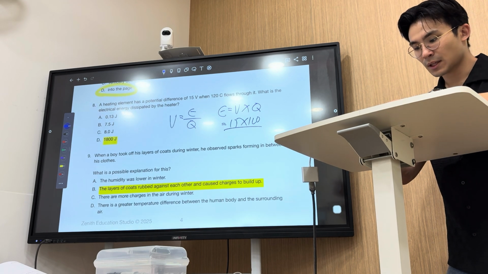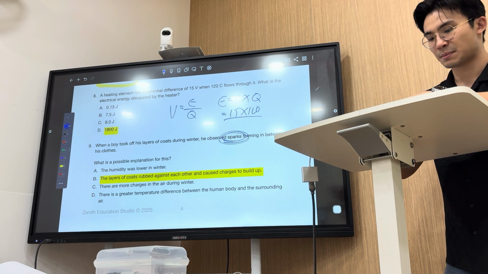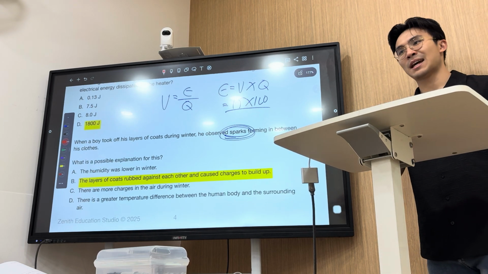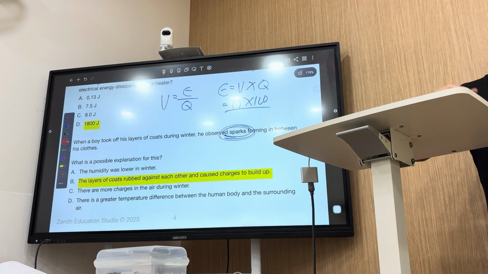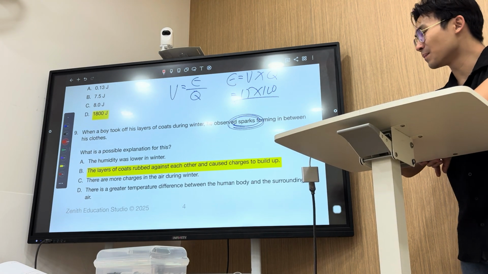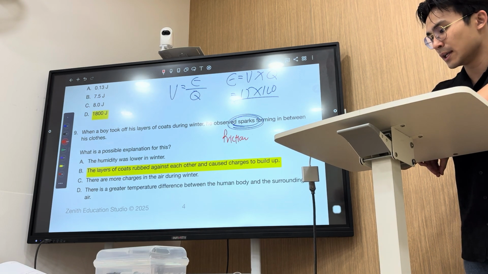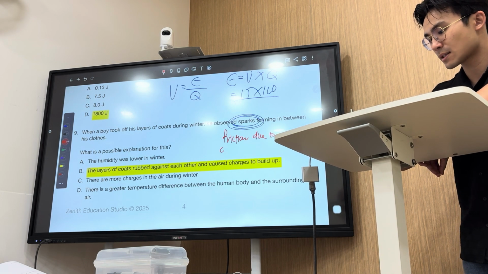Very simple. When a boy took off his layer of coat, he observed sparks. I'm not sure how many of you have experienced this before, but I experience it every night because my blanket is made of wool. It's so annoying. Basically, you will cause friction due to contact.